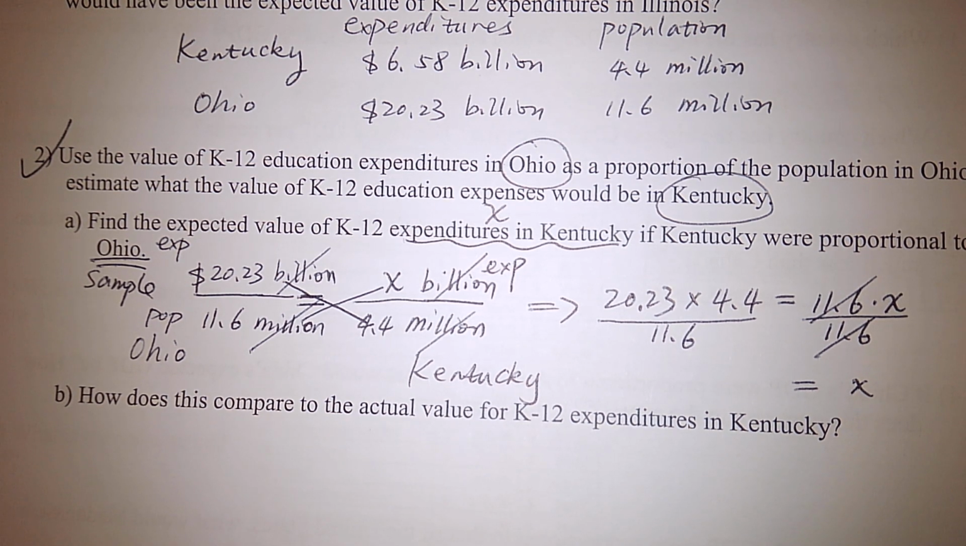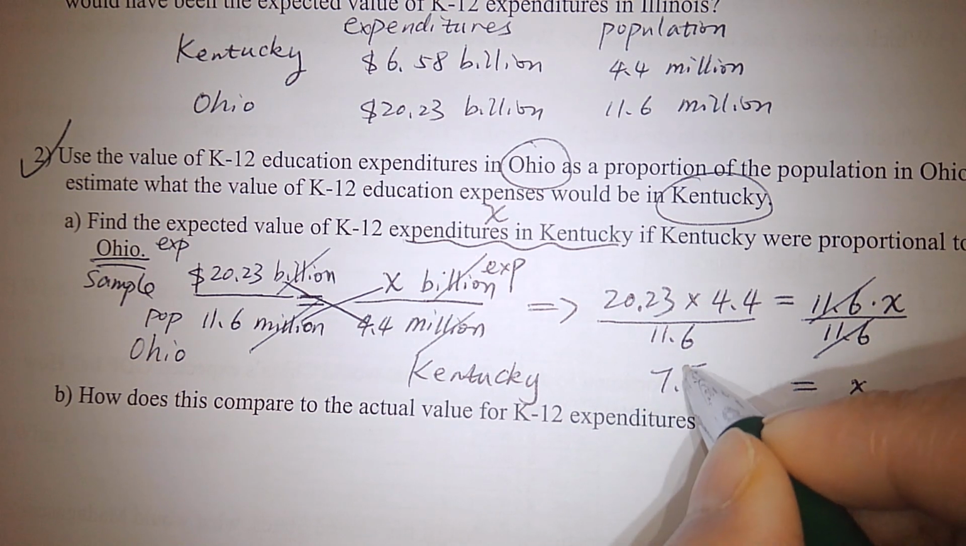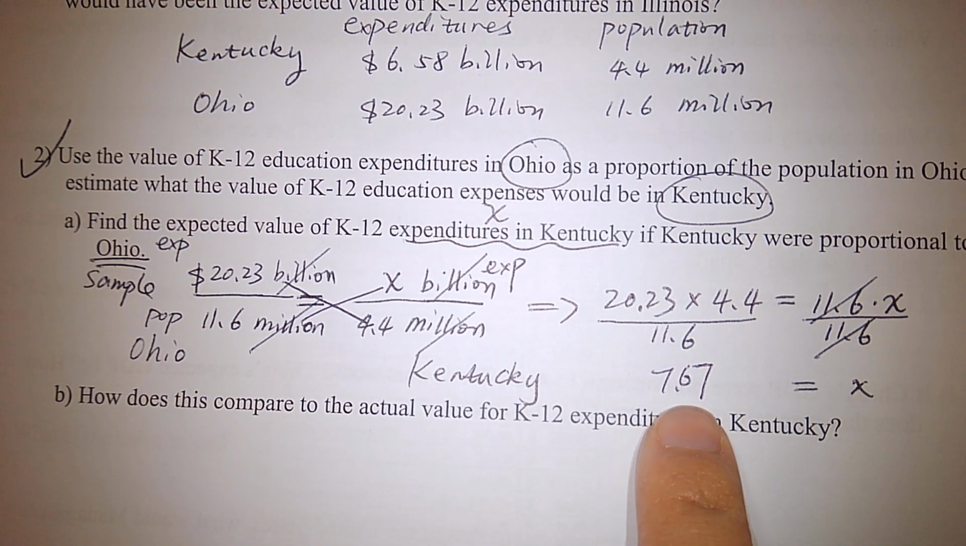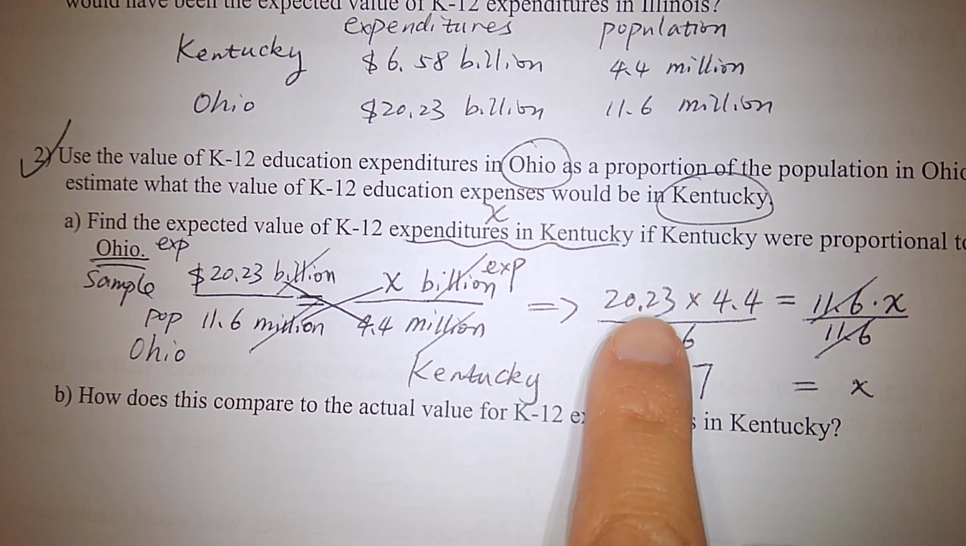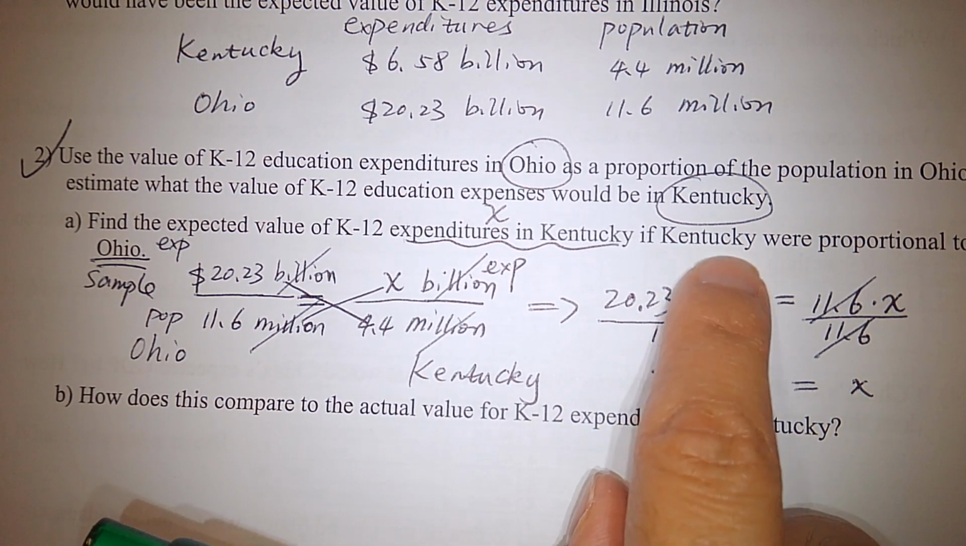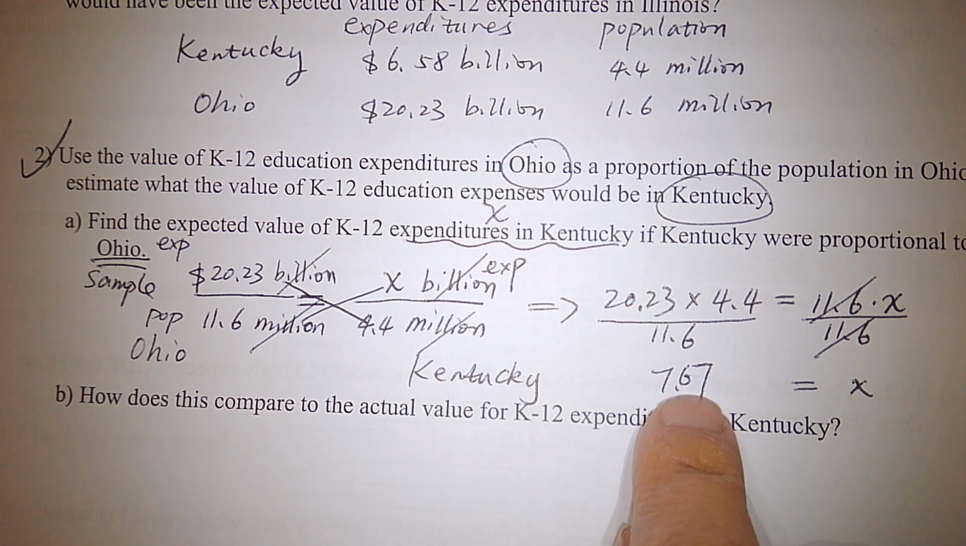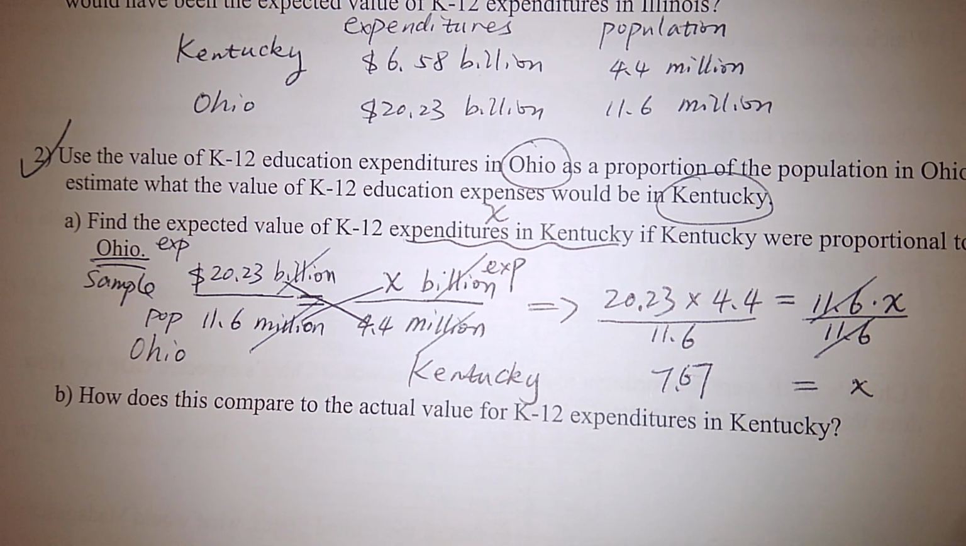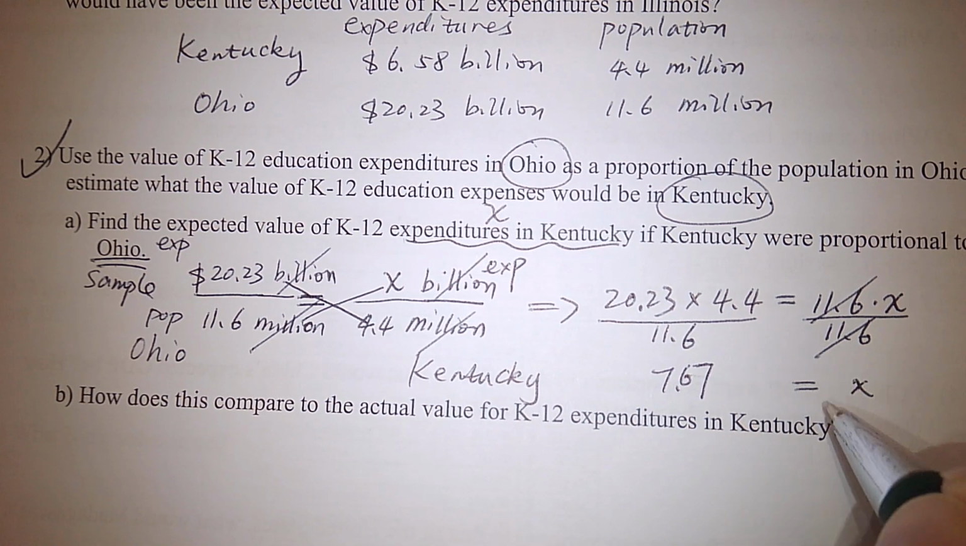What do you get for X? Please let me know. Nobody knows? 7.67. Everybody get the same answer? Well here, you can write 7.67, or you can round to, yeah, 7.67 is better, because this is a big number, right? If we round up or down, it's going to be too much different. So let's use 7.67, and then what is the unit for X?